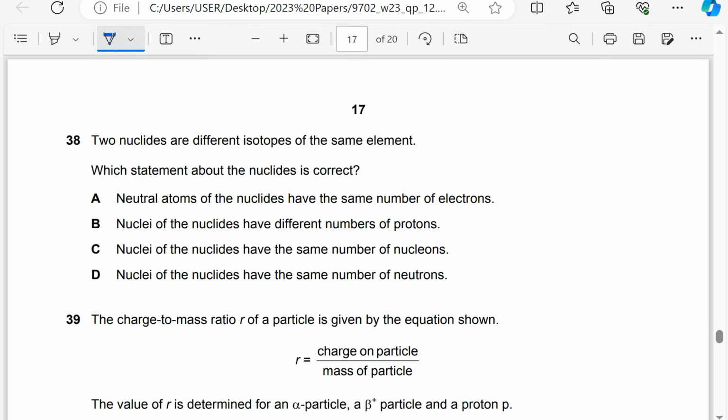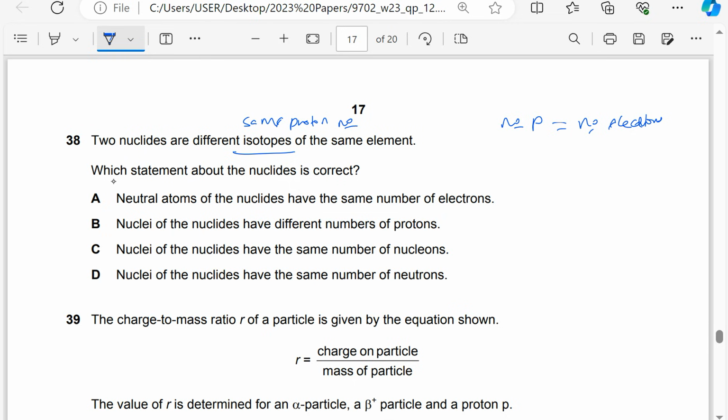Two nuclides are different isotopes of the same element. Remember, isotopes have the same proton number, different neutron or nucleon number. So same proton number. And remember, for a neutral atom, the number of protons is the same as the number of electrons.